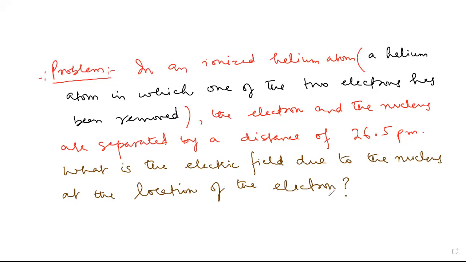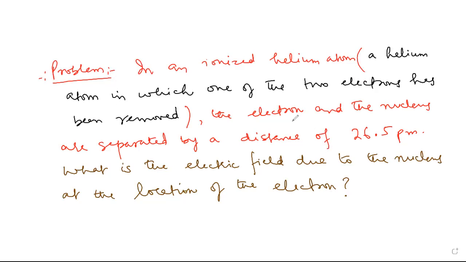So this is our today's problem. Let me check it. In an ionized helium atom, a helium atom in which one of the two electrons has been removed, the electron and the nucleus are separated by a distance of 26.5 picometer. What is the electric field due to the nucleus at the location of the electron?